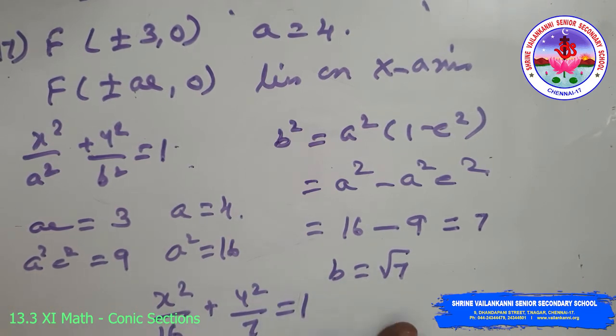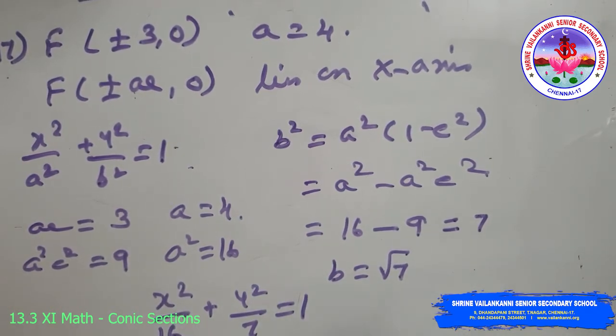As this major axis lies on the x axis, the equation of the ellipse will be x square by a square. Here a square is 16 and y square by b square, which is 7, which is equal to 1.